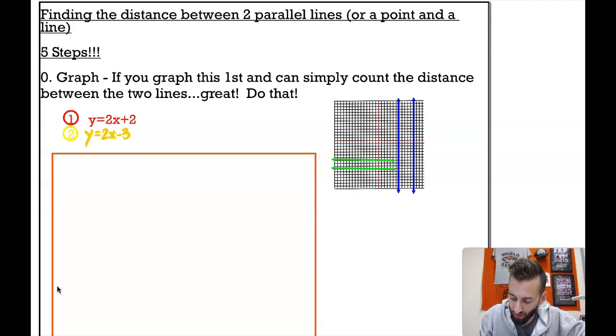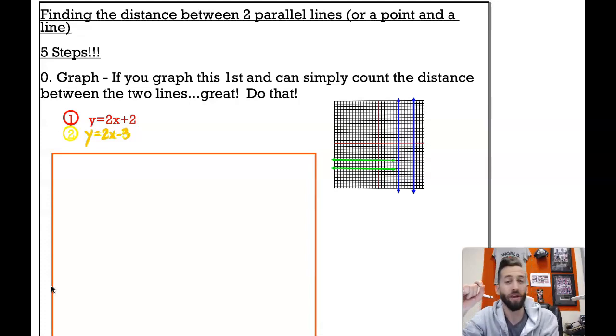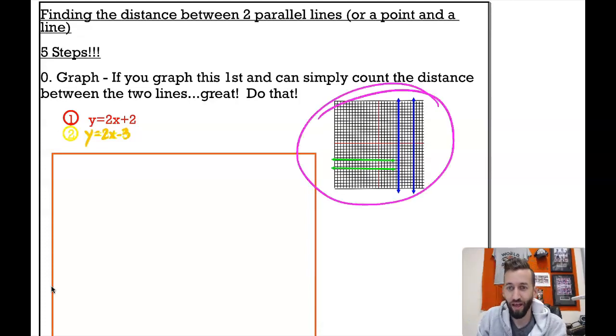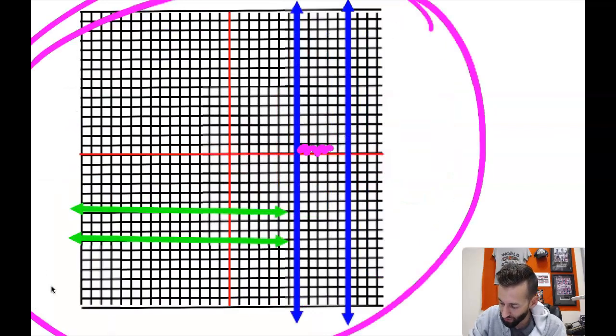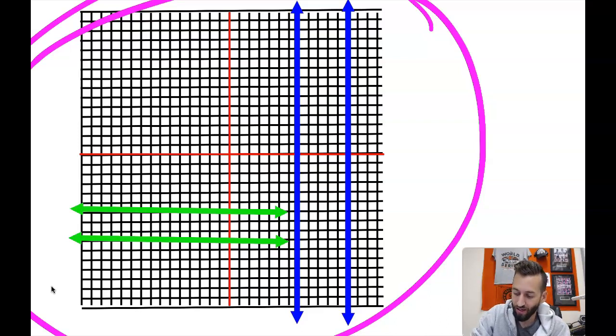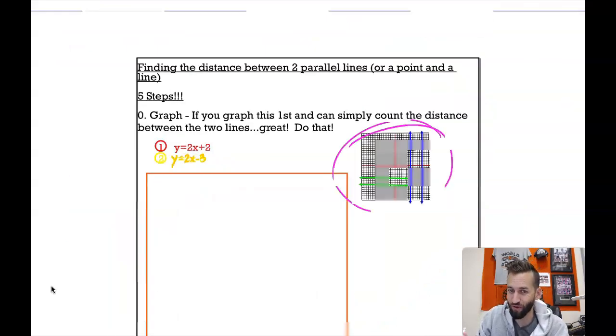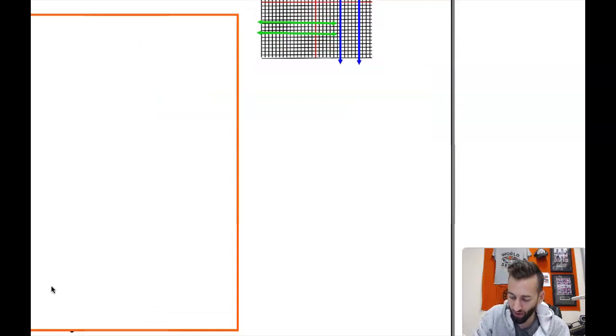So let me actually do this really quick. All right, so the idea is this, listen. Step number one, always, all the time, just graph, okay? Graph your equations. And the reason I say that is because sometimes when you graph these, they turn out like this. And if they turn out like that, you could easily just count the spaces, right? 1, 2, 3, 4, 5. Okay. If they're diagonal, like we've got here, I'm going to graph them really quick, okay?